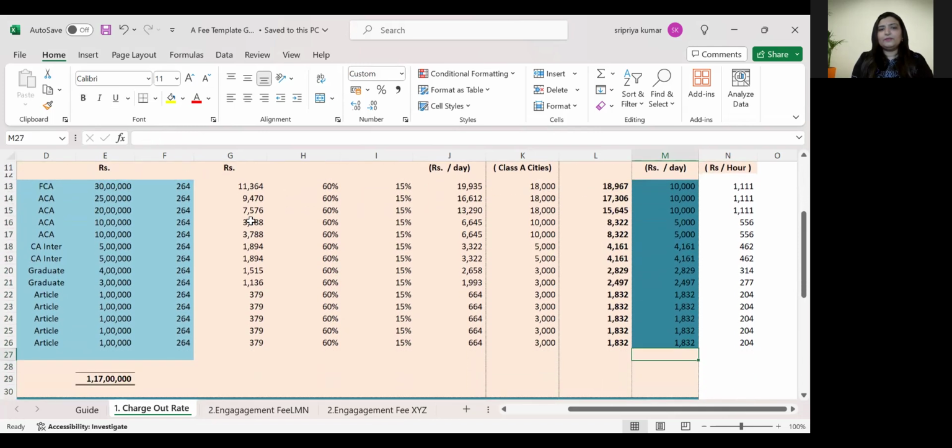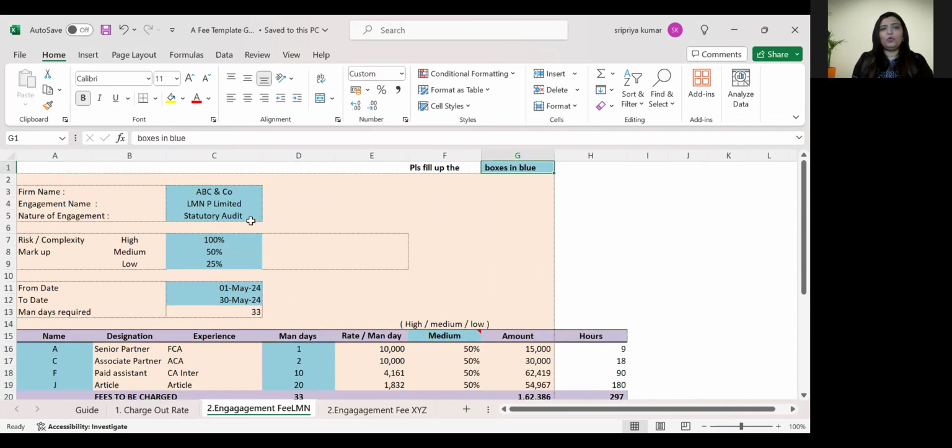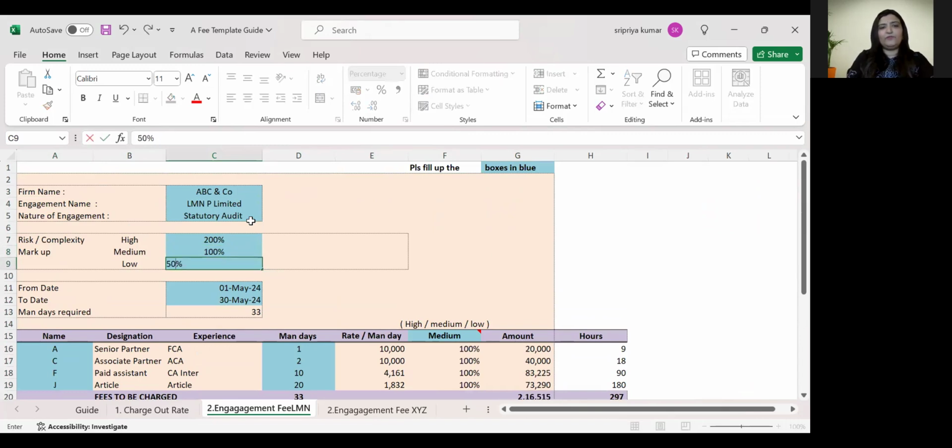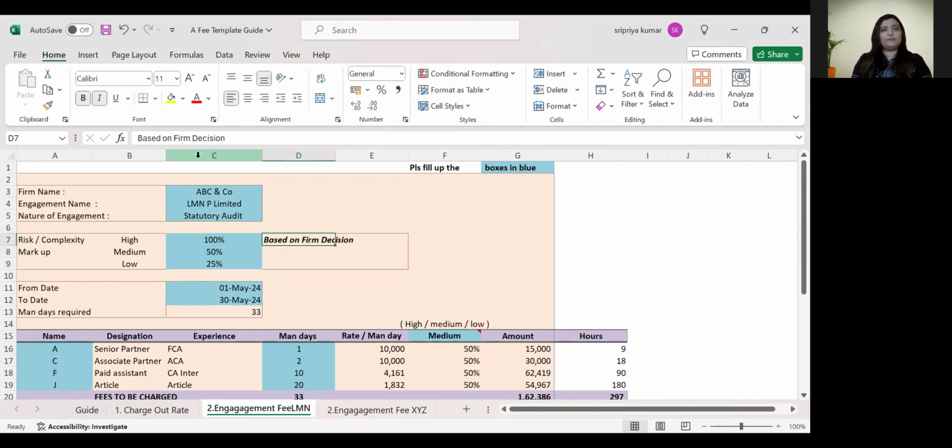Right? Then you go to, this is the costing sheet for LMN Private Limited. Now again, risk complexity is the markup that one does. You can decide, if it's high risk, I will do 200, 100, 50. Or you can do 100, 50, 25. That's your option. This is based on the firm's decision. Right? So you can decide.